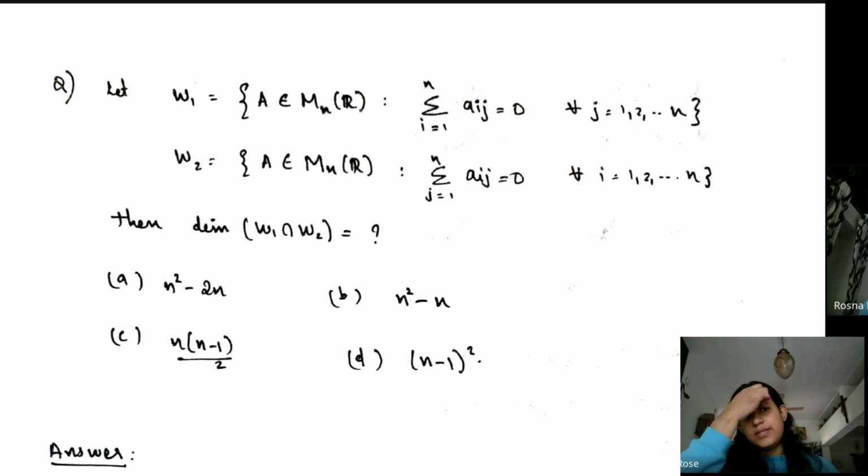So the next question is, there are two different vector spaces, and these vector spaces are subspaces of the set of all square matrices of size n. In the first vector space, you have the sum over i from 1 to n of a_ij equal to 0. And in the second case, the other way around, the sum over j equal to 1 to n of a_ij equal to 0. So one is the row sum and another is the column sum. They are 0. Then what is the dimension of the vector space W1 intersection W2?